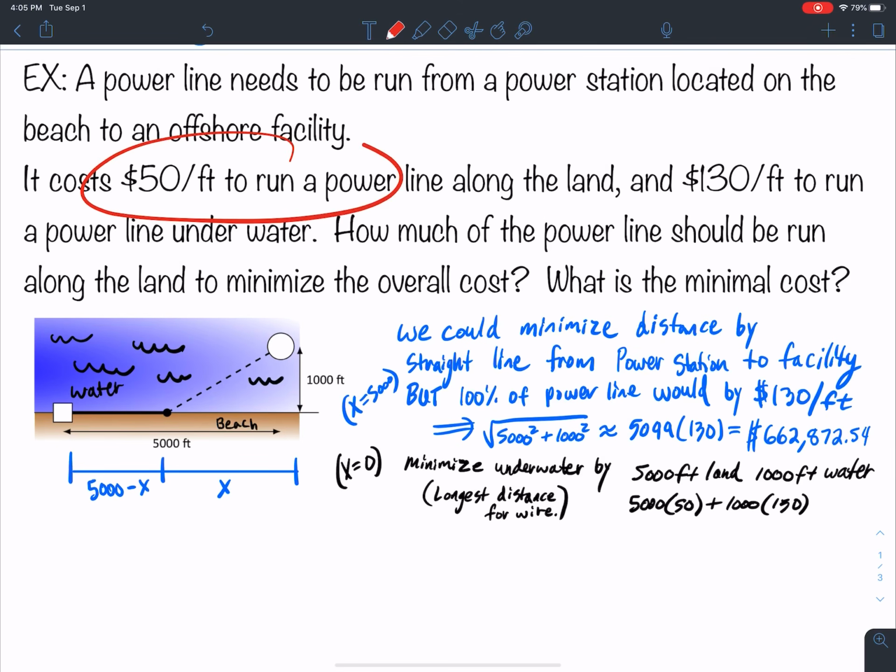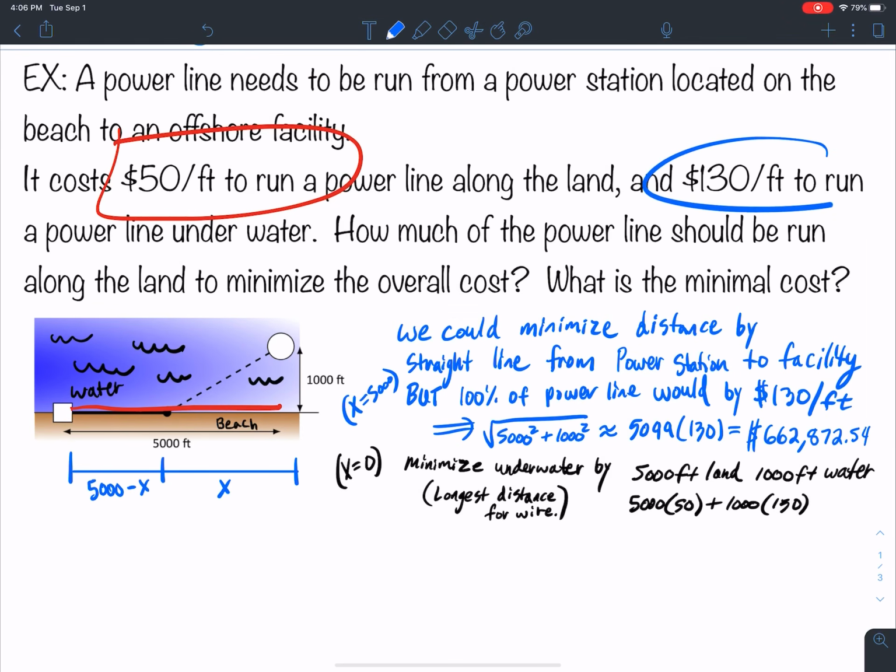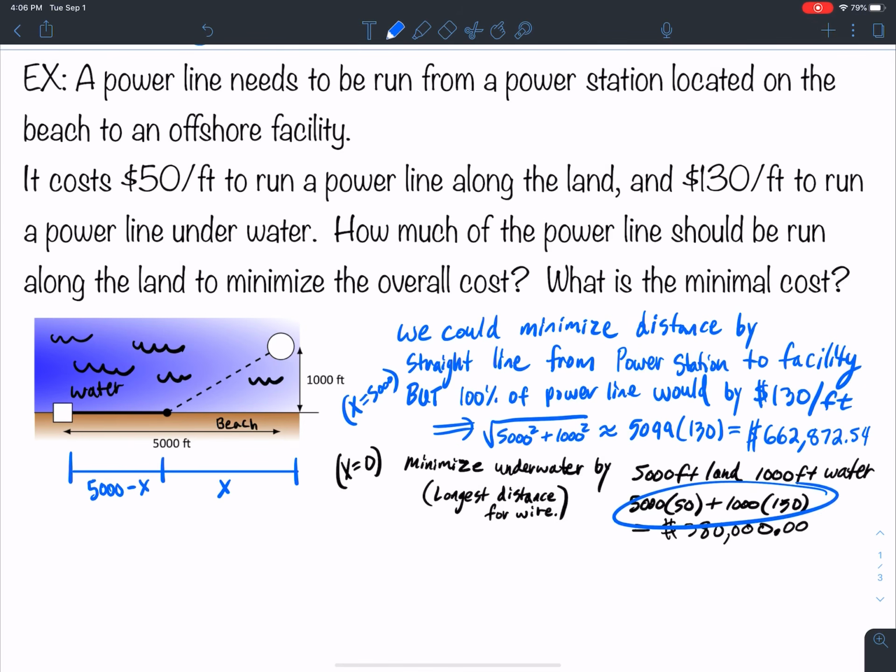You would say, look, this is my cheapest power line and this is the most expensive. I'm going to use the cheapest as much as I can, so I'm going to run all the way along the beach. Then, this is the most expensive, so I'm going to minimize that, and the only way to do that is to go this shortest distance. And so that is a solution. If you type this into your calculator, you're going to get $380,000 and say, look how much cheaper this is. It's almost half of what it would cost if we ran the whole thing underwater. So somebody might be tempted to say that definitely has to be the minimum cost.